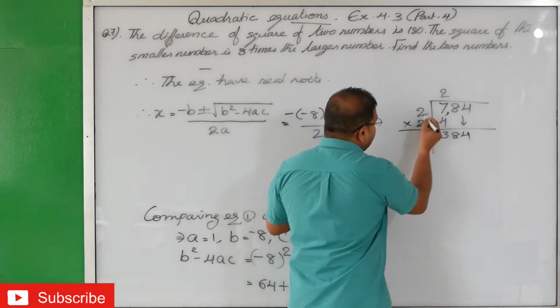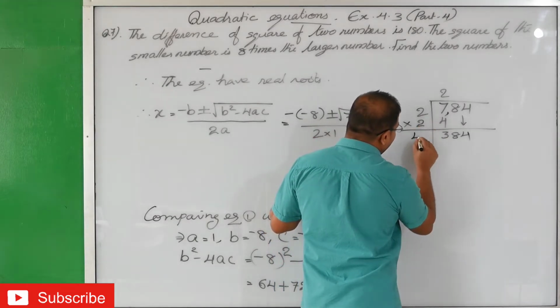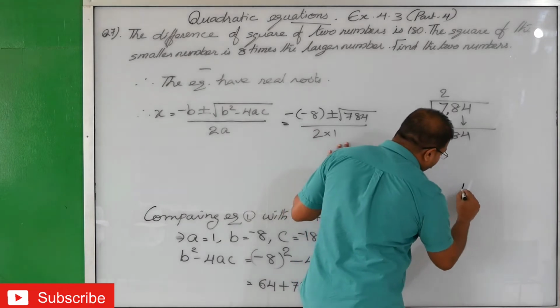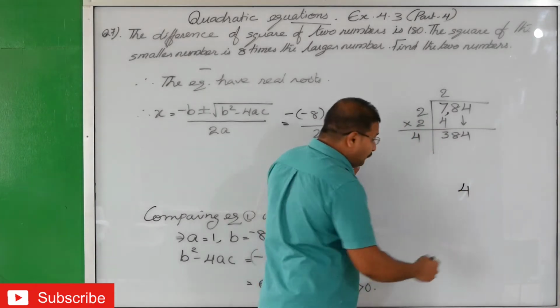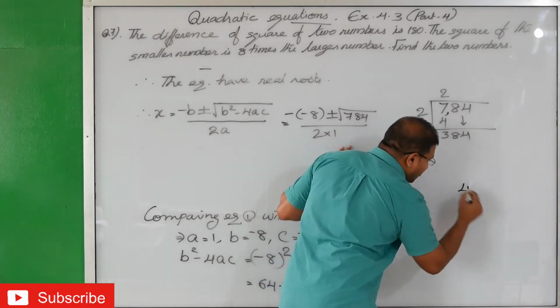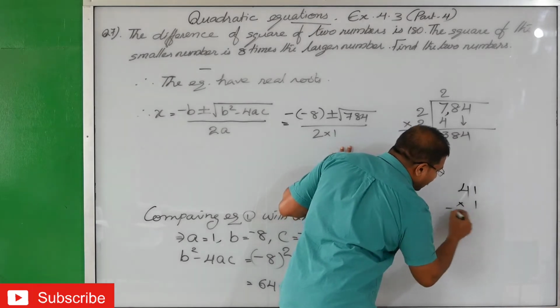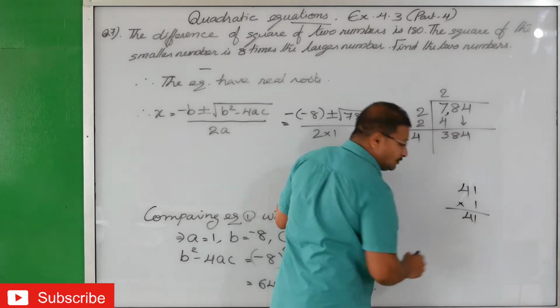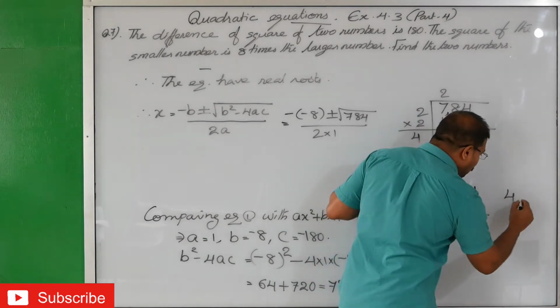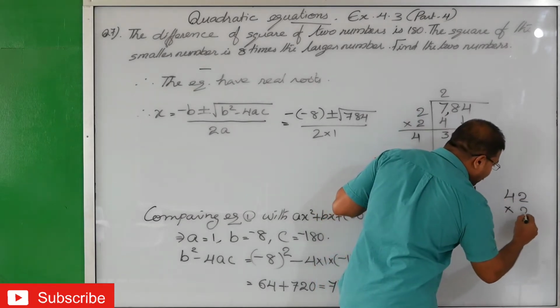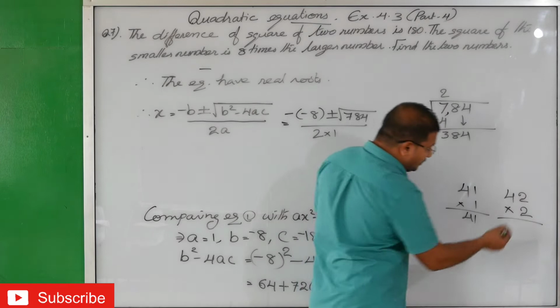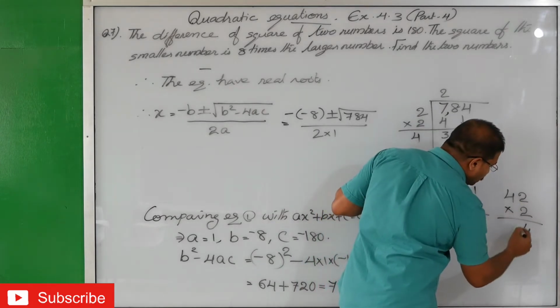Ready? That means what will we get? 2 2s are 4. After that we have to take 4. If I take 1 here, I have to multiply by 1, that means you will get 41. If I take 4 into 2, I have to multiply by 2 here. That means 2 2s are 4, 4 2s are 8.